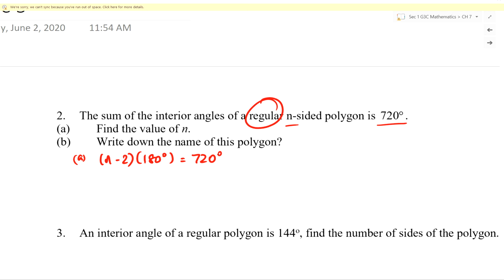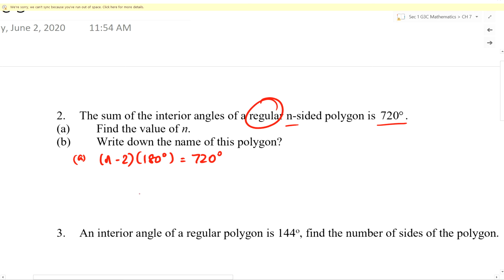I want to be able to isolate n. After a series of working, it will just be n by itself equals something. Right now, we take away 2 from n, then we multiply that by 180 degrees. So what is the first thing that we should remove? Is it the minus 2 or the 180 degrees? We'll be removing 180 degrees first.